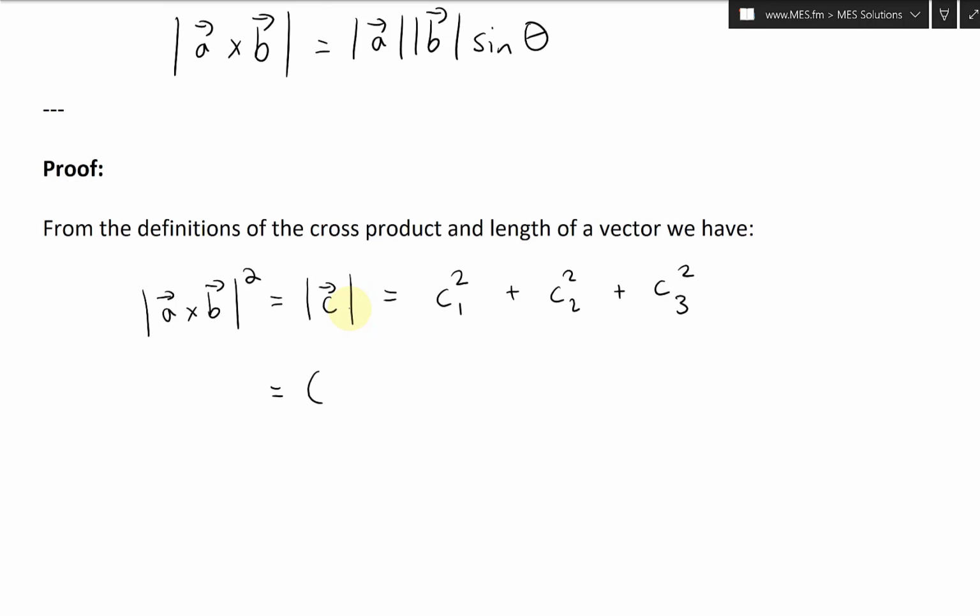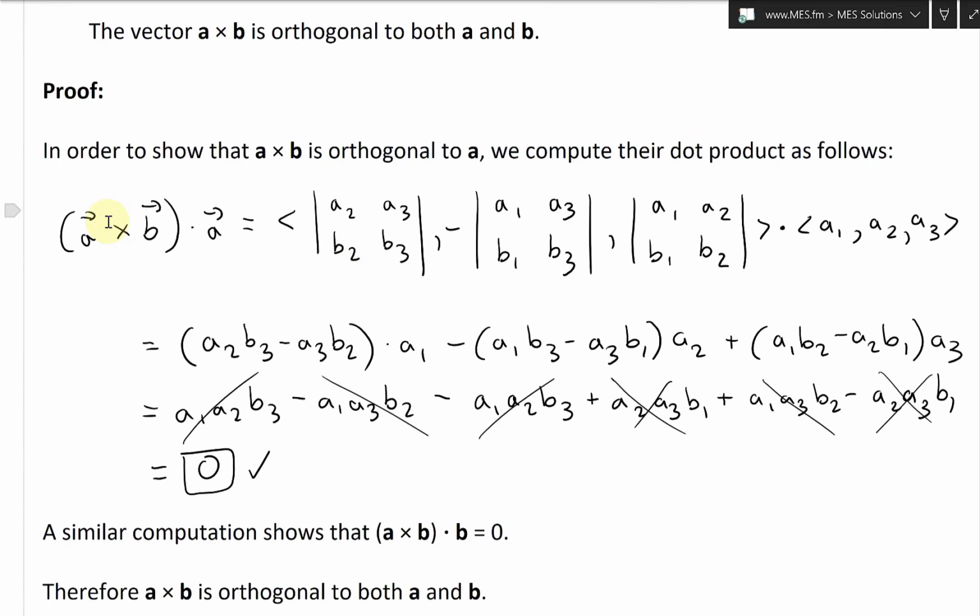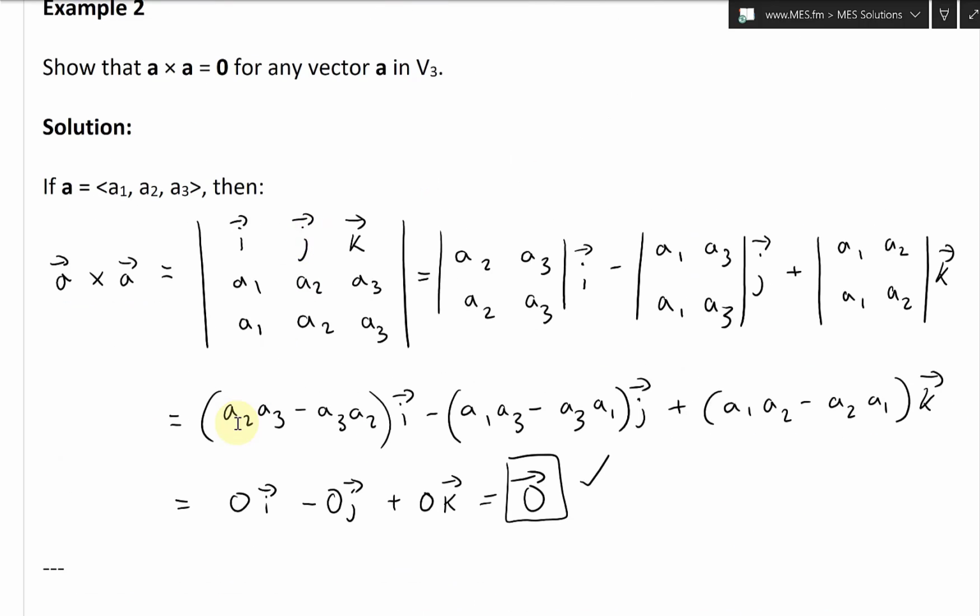C1 is going to be A2 B3 minus A3 B2, and then we're going to square this. Remember, this is A cross B. You have the first term A2 B3 minus A3 B2, in other words, this part right here. And then the next one's going to be negative, bracket A1 B3 minus A3 B1, and so on.